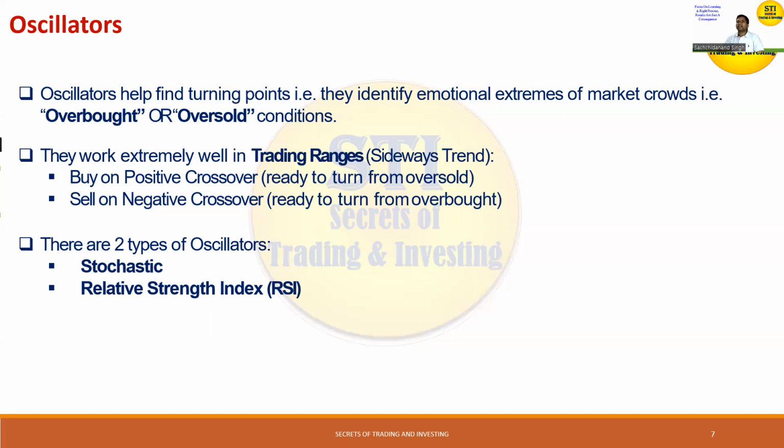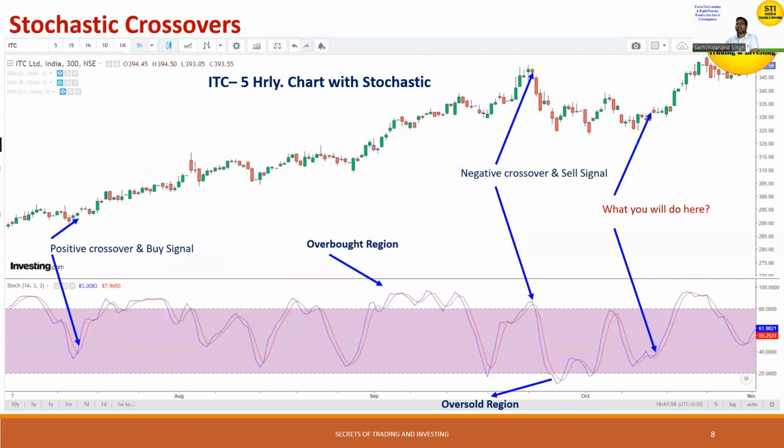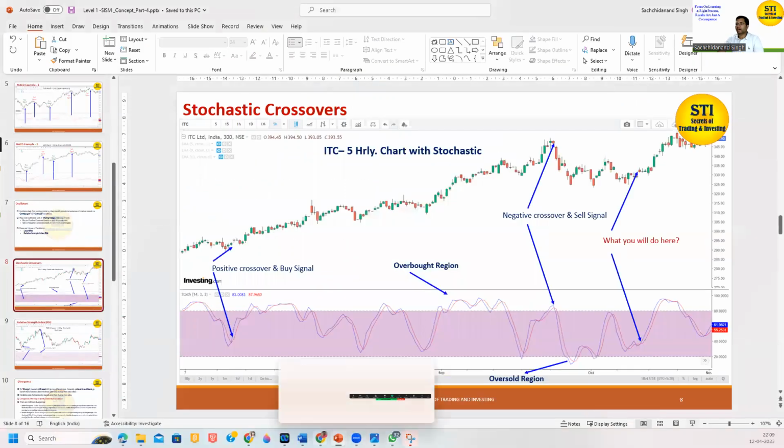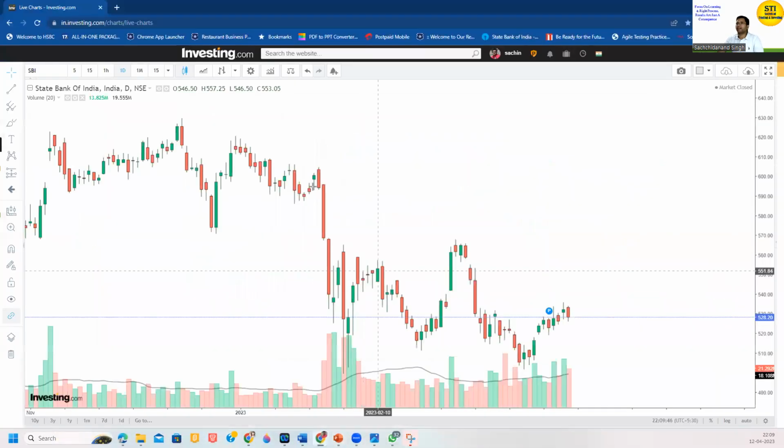And these oscillators are again going to help you identify, or give you signals, as to when is the right time to purchase and when is the right time to sell. The names of these two oscillators are stochastic and relative strength index. What are they? Let us first understand stochastic. Stochastic is another indicator which we can add. Let me first show you how to add it, and then I will explain.